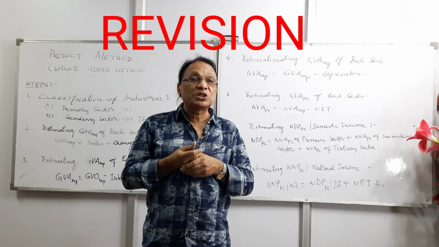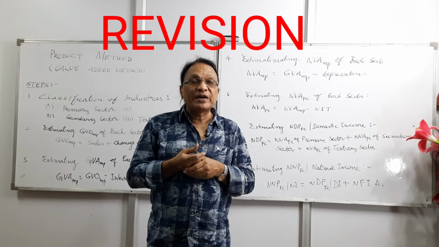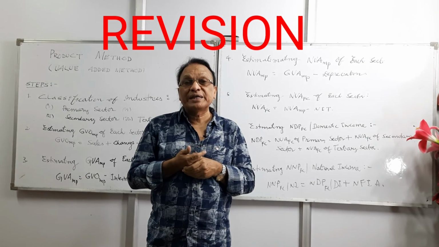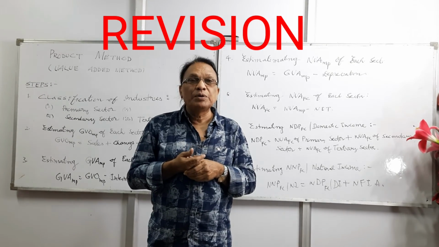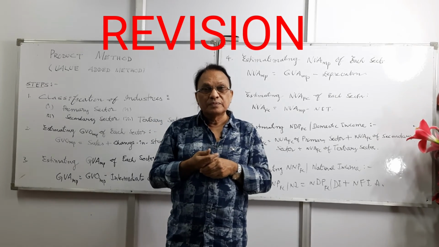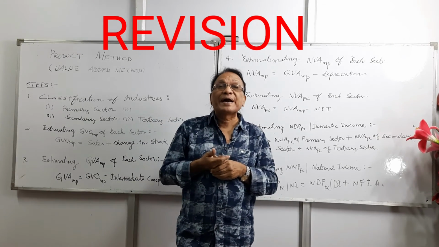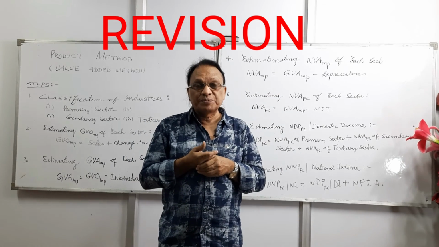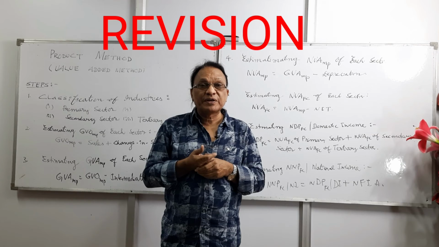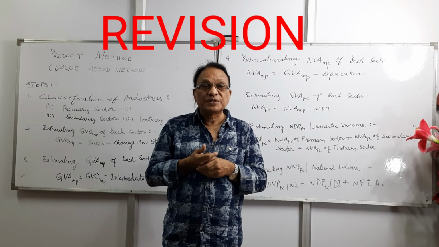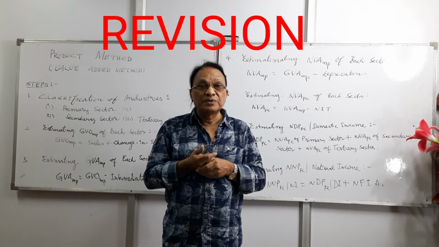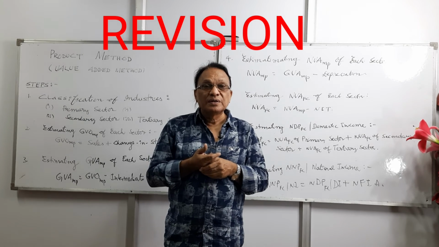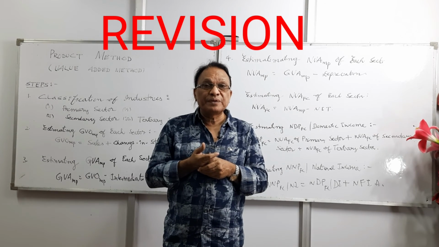And the last step is estimating national income. We can find national income by adding NFIA, net factor income from abroad, to NDP at FC. Let me summarize the steps. The first step is classification of industries: primary, secondary, tertiary sector. The second step is estimating GVO at MP of all the sectors, whose formula is sales plus change in stock.